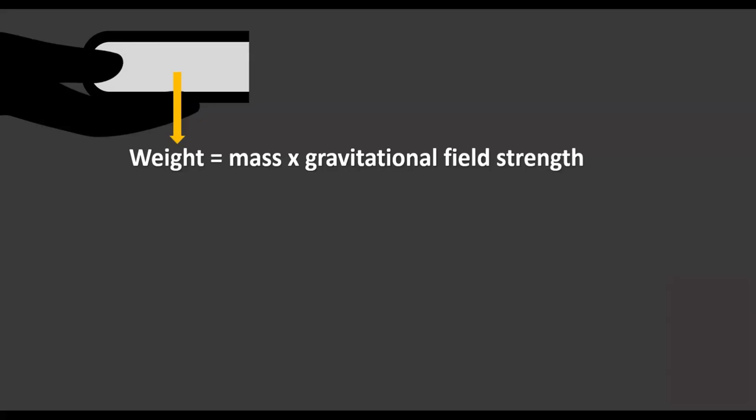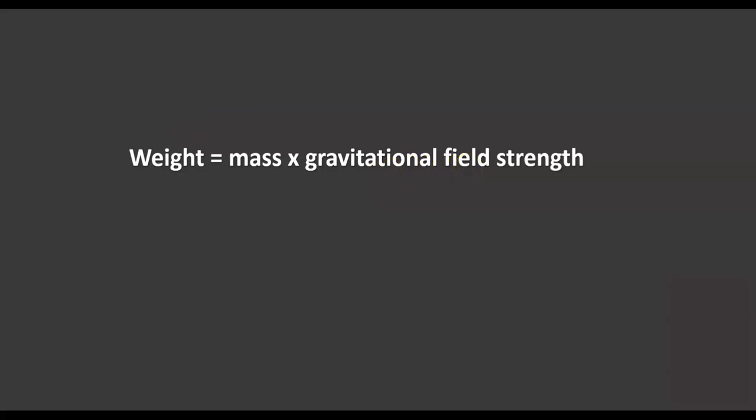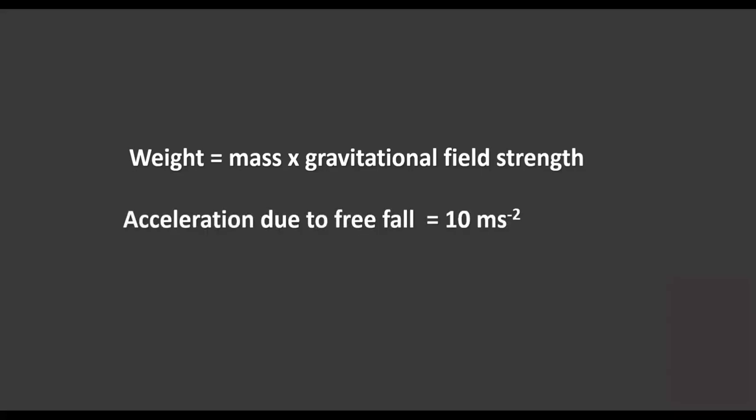So when you work on a dynamics question, one of the forces acting on the object will be the weight, and its magnitude is its mass times the gravitational field strength g. In the course of kinematics, we learned that acceleration due to free fall is 10 meters per second squared. In the course of mass, weight, and density, it is shown that the acceleration due to free fall is the same as the Earth's gravitational field strength.